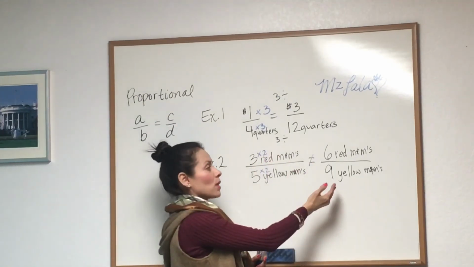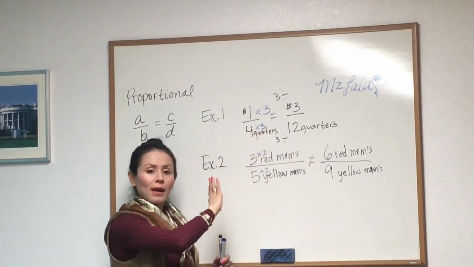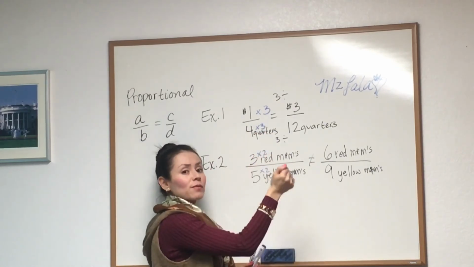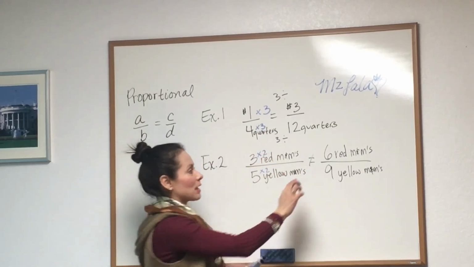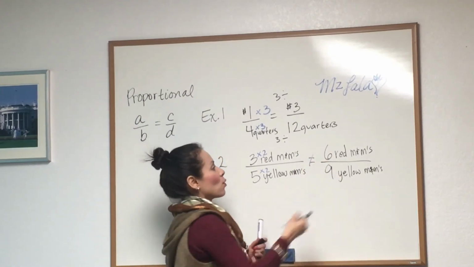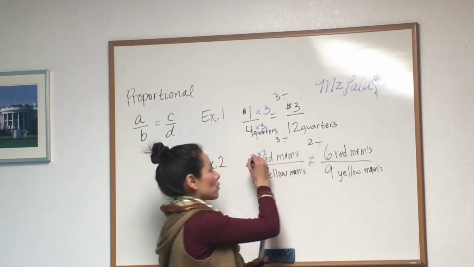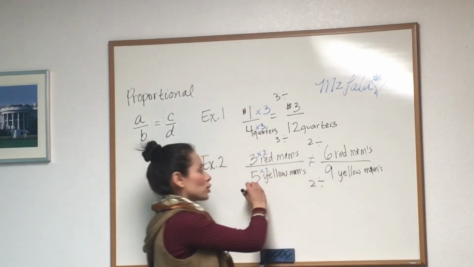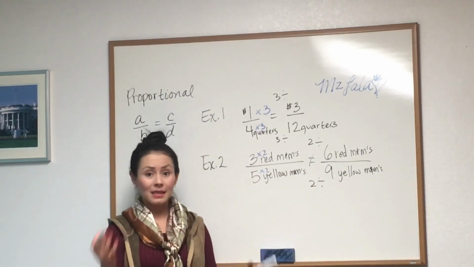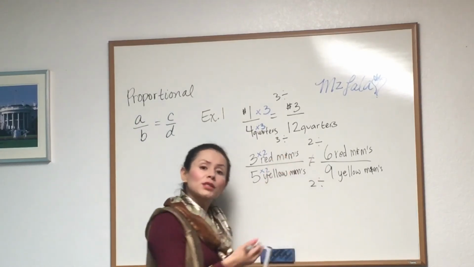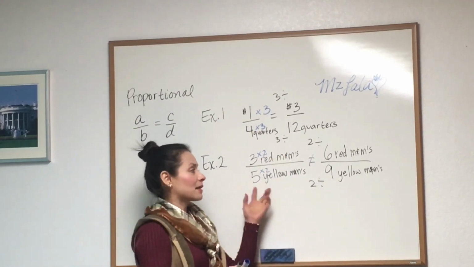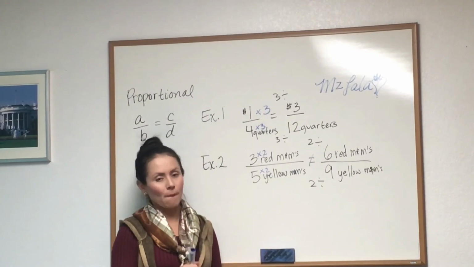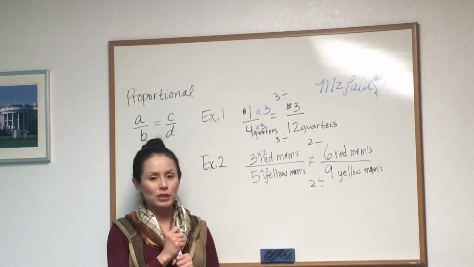And again, with this one, we could look at it the other way by looking at the inverse operation of multiplication. We can do division, and we can see that 6 we can divide by 2, and it'll give us the 3, which means 9 divided by 2 should give us the 5, but it doesn't. So that's why we still get to the same conclusion that these two fractions are not proportional because they are not equal to each other.